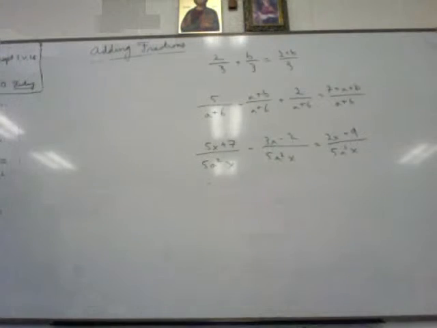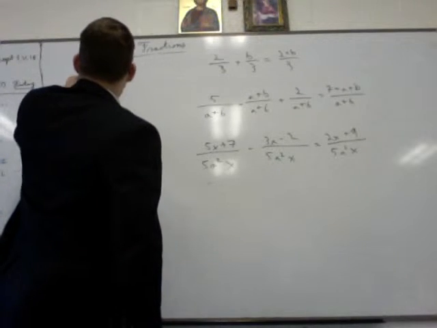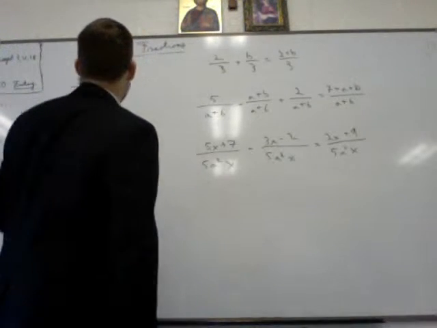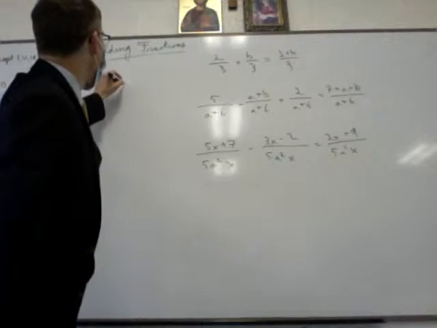What about when the denominators are different? Let's look at an example on page 177. What if we've got 3/4 plus 2 over b? How are we going to add these together?